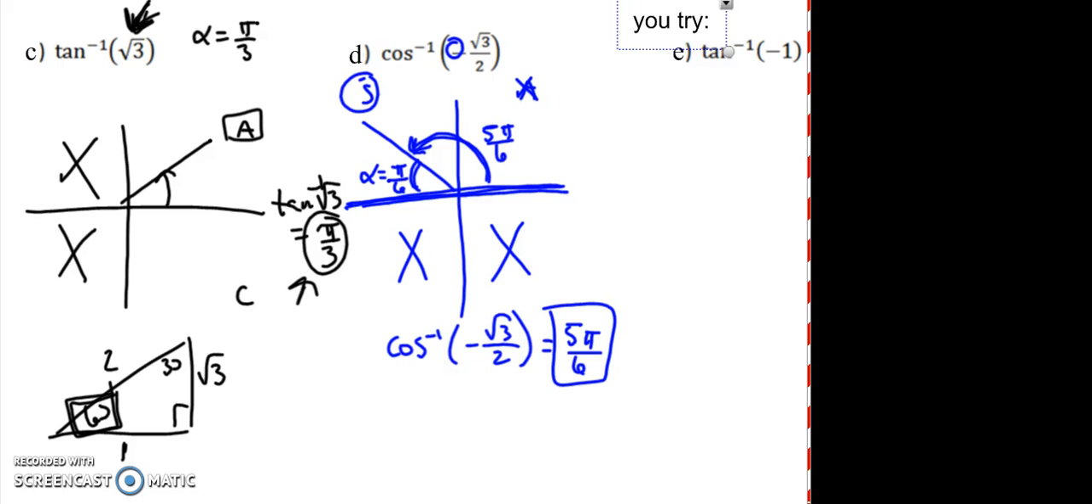Alright, so now you guys are going to try this arctangent one. Find the arctangent of negative 1. And if you've done it correctly, the answer should be negative pi over 4. So double check yourself, make sure you can do that.